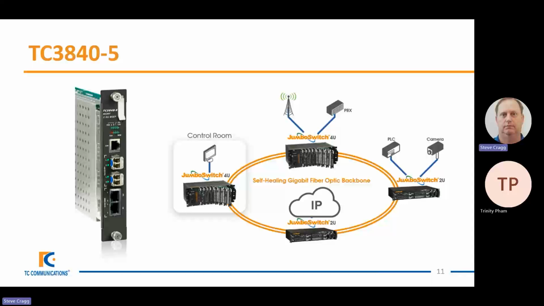I just wanted to now cover the actual, what we would call the management card, which is the core of the IP Ethernet solution. And this is our management card, the TC3840-5. As you can see here, it has two 2.5 gigabit SFPs. Those can be used to create a ring-based or a bus-based topology. And there are also additional gigabit Ethernet copper ports as well.